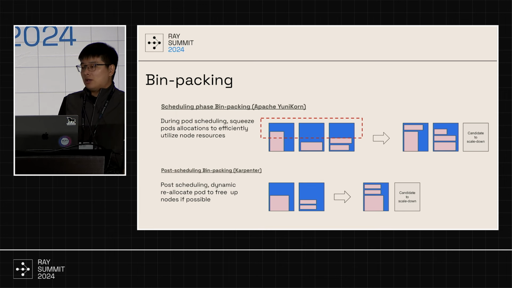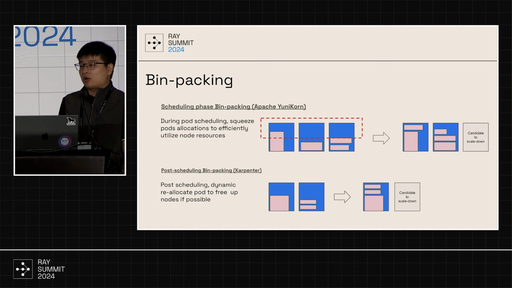So for bin packing, we have two things. One is using the scheduling-phase bin packing provided by YuniKorn. This is a policy you can configure, and during the scheduling, for each pod allocation, it will try to pack the pods more, increase the density on the nodes, and make sure the nodes are fully utilized before moving to the next one. So this is a scheduling phase, but this is not going to solve all the problems, because after some time, you will see the fragmentation issue pop up again.